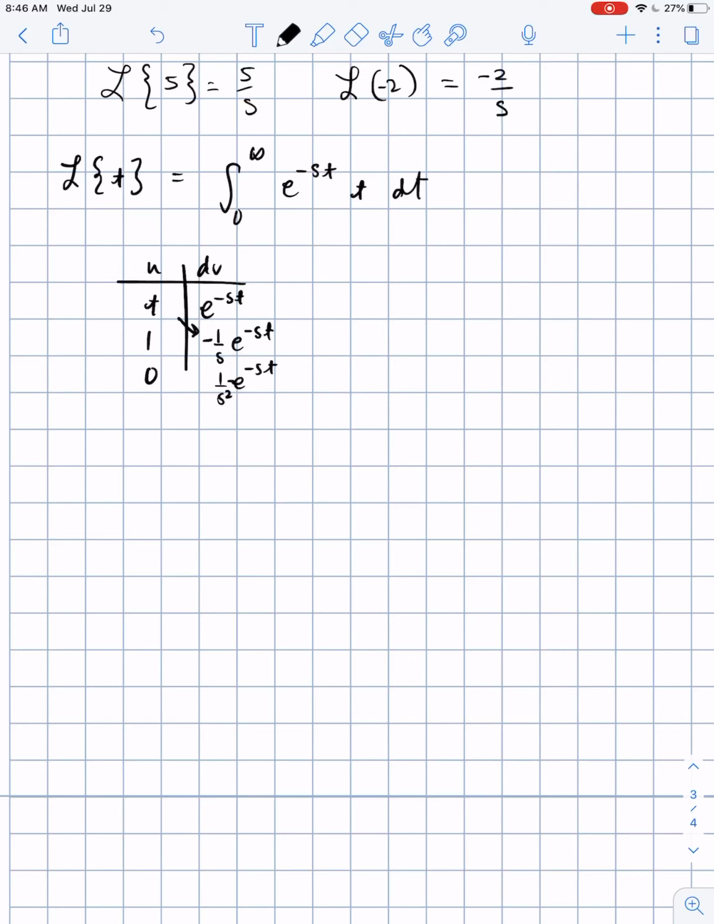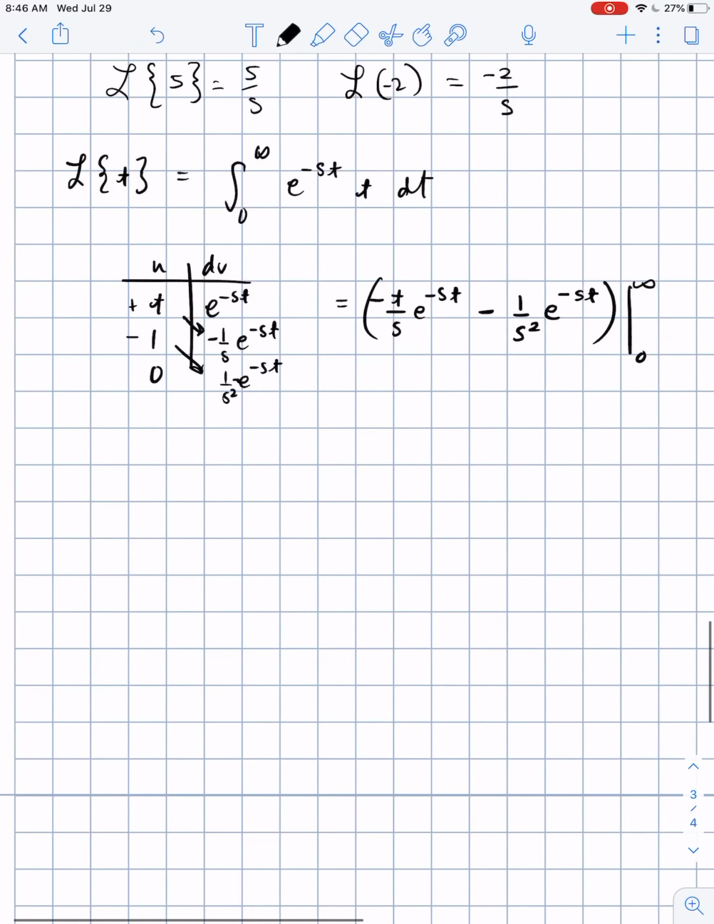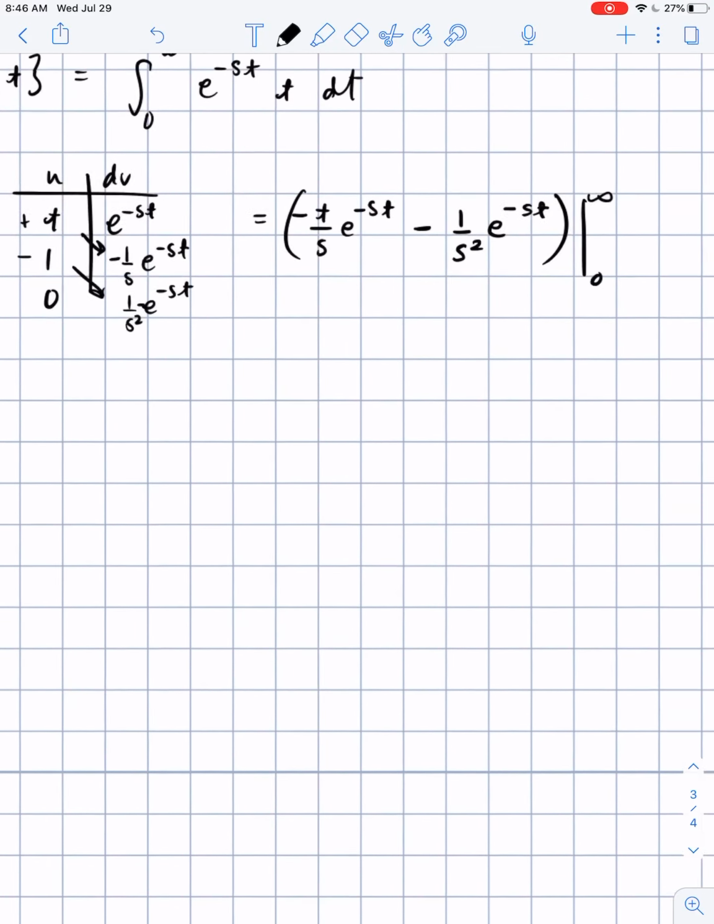Then just remember your rules, plus, minus, so we wind up getting negative t over s, e to the negative st, and then minus 1 over s squared, e to the negative st, and then you're going to evaluate from 0 to infinity. We know what we're doing here. Remember, this is an improper integral, so if you need to use that b, you can.